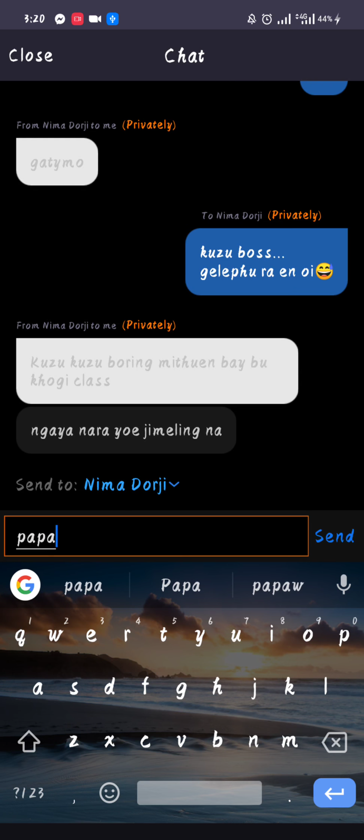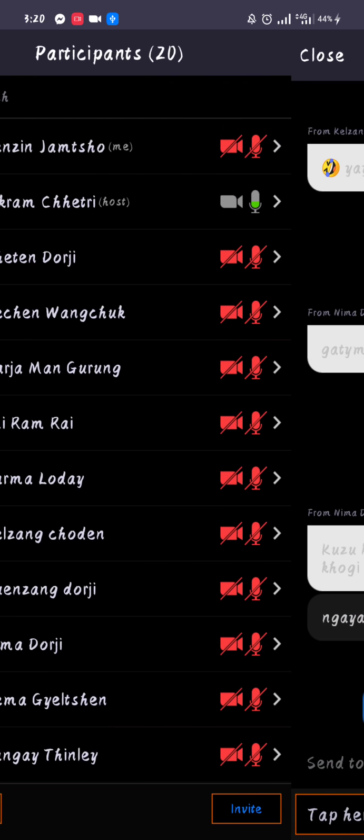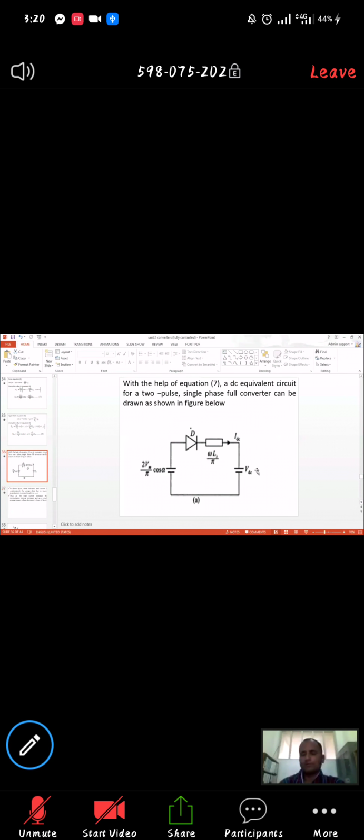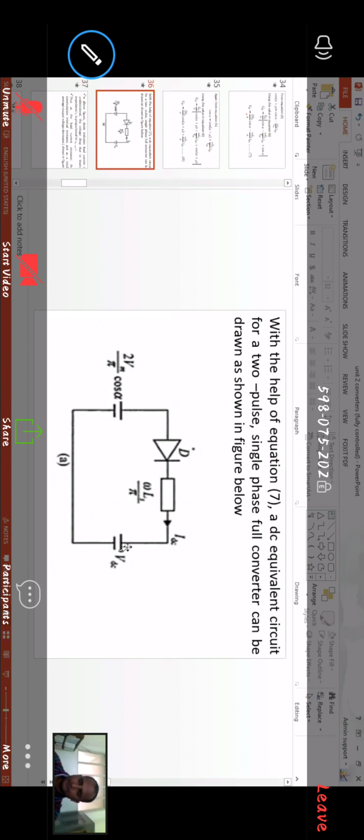With the help of this equation, the DC equivalent circuit can be drawn. We can draw the equivalent circuit when there is a source impedance. So 2 Vm by pi cos alpha is the source. Then we have a diode D and omega Ls by pi, and this is the load voltage and load current.